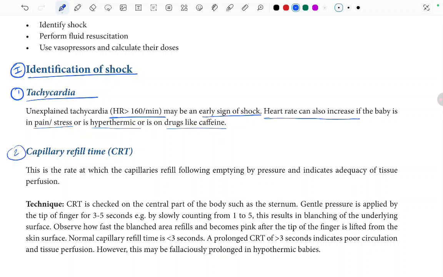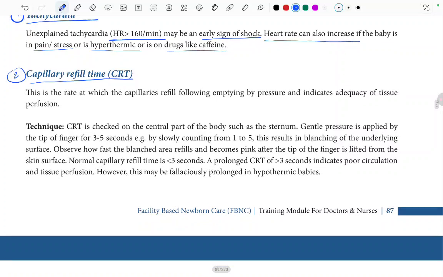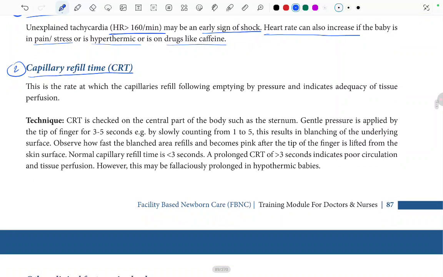The second thing is capillary refill time. This is the rate at which the capillaries refill following an emptying by pressure, and it indicates adequacy of tissue perfusion. So how are we going to check the CRT? CRT is checked on the central part of the body, such as the sternum. Gentle pressure is applied by the fingertip for 3 to 5 seconds by slowly counting from 1 to 5. This results in blanching of the underlying surface. Observe how fast the blanched area refills and becomes pink after the fingertip is lifted from the skin surface. Normally, capillary refill time is less than 3 seconds.